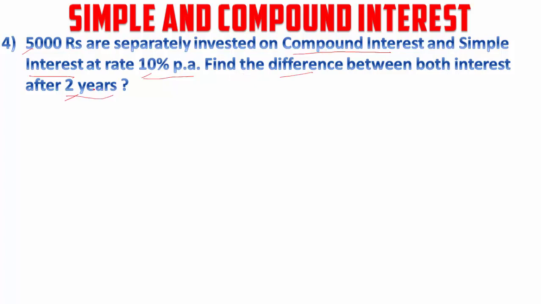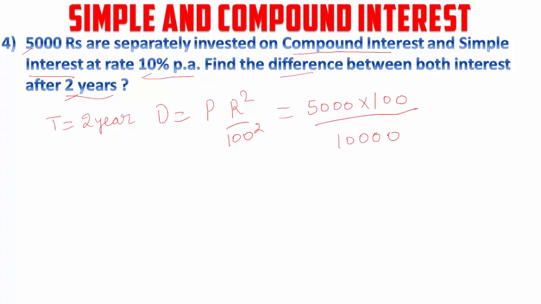There is a formula, friends, for the difference. When time is equal to 2 years, difference is equal to P R square by 100 square. P we know, 5000, and R is 10%. So 10 into 10 is 100, and 100 square is 10,000. So we cut the zeros. That is 5 into 10 is 50. That is our answer.